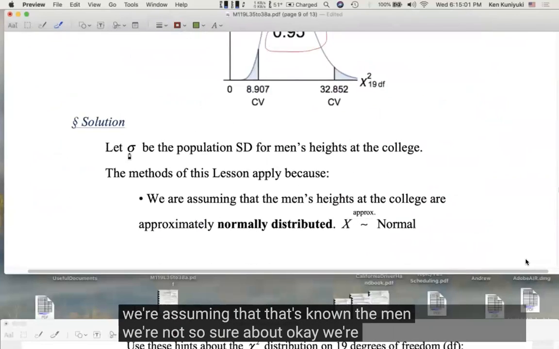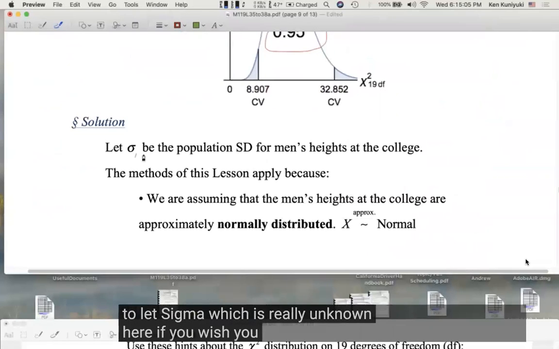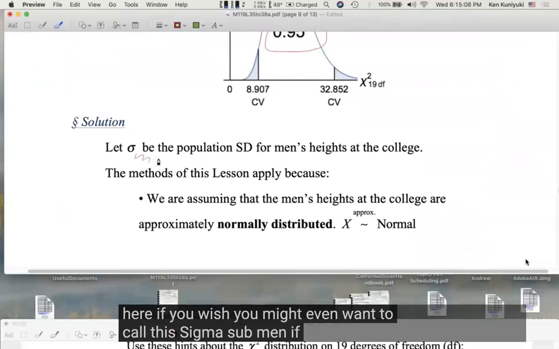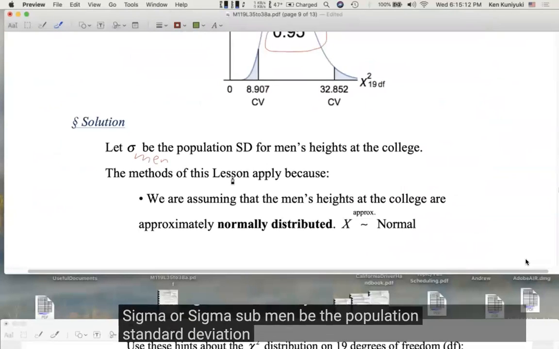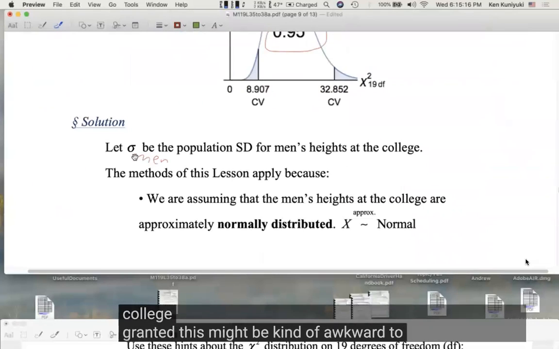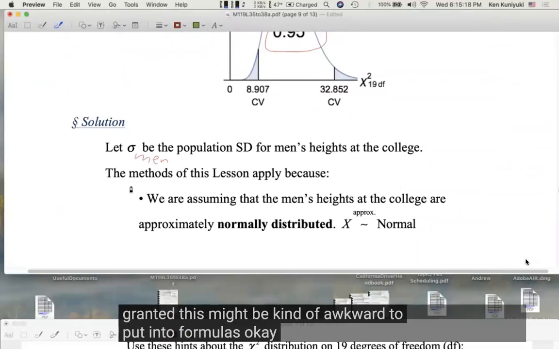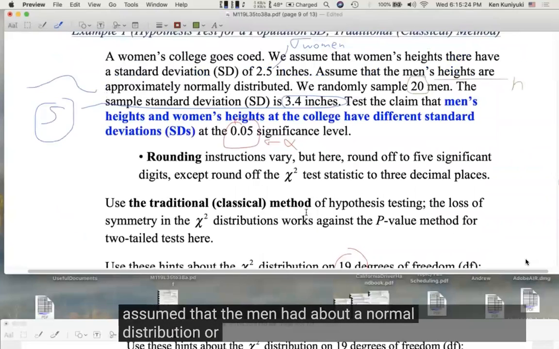Okay, but we're going to let sigma, which is really unknown here, if you wish, you might even want to call this sigma sub men. Let sigma, or sigma sub men, be the population standard deviation for men's heights at the college. Granted, this might be kind of awkward to put into formulas. The methods of this lesson apply because remember, we assumed that the men had about a normal distribution.